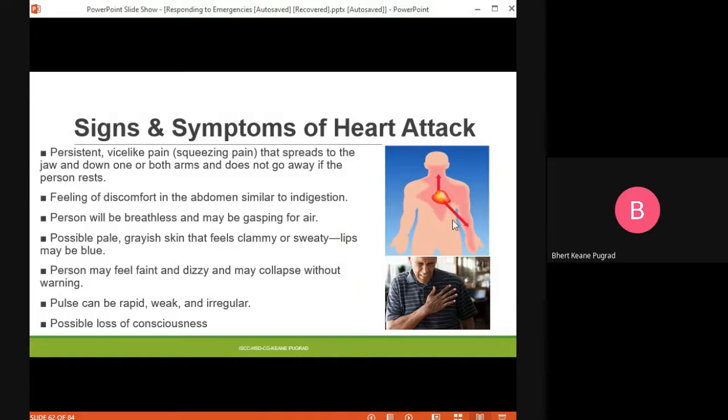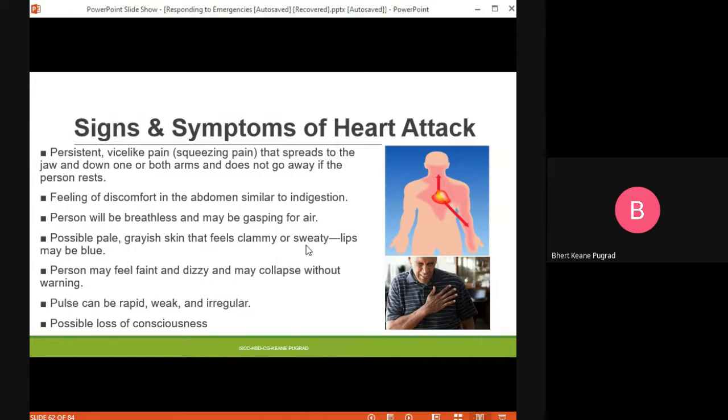Other pain is in the abdomen. Okay, when not in the chest, there is severe pain in the abdomen that is not relieved by other medication or other first aid treatment or management. Okay. Next is a feeling of discomfort in the abdomen that is similar to indigestion. The person will be breathless and gasping for air, no? Having difficulty breathing. He or she turns pale and grayish with cold, clammy extremities, no?